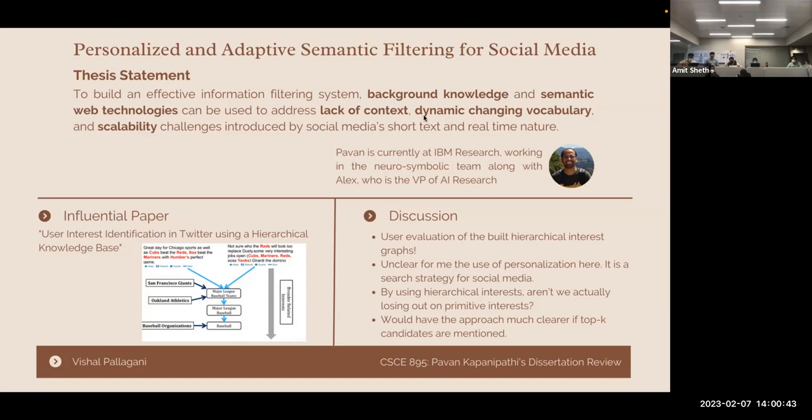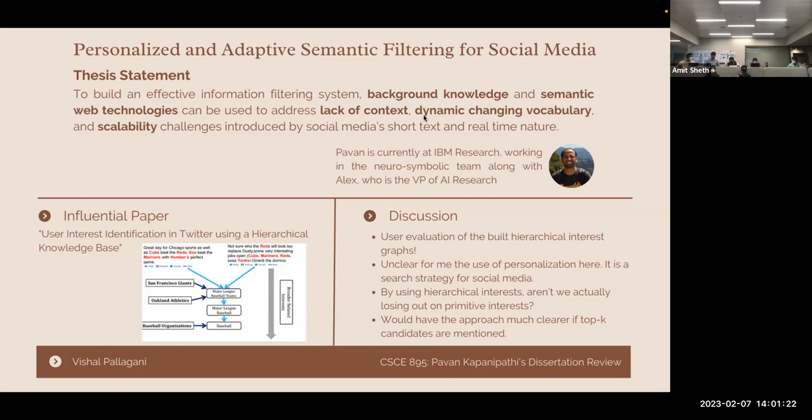These are the three problems as I mentioned, and I think most of us are aware of what they mean. Lack of context is especially due to the short format of the tweet itself. The dynamic changing vocabulary is, let's say, during an event such as a hurricane hitting a particular state, the usage changes over time. Initially it is just information, like the hurricane is going to hit the place. After that there is a destruction phase where people want help, so the hashtags change. That is the dynamic changing vocabulary that he's talking about.